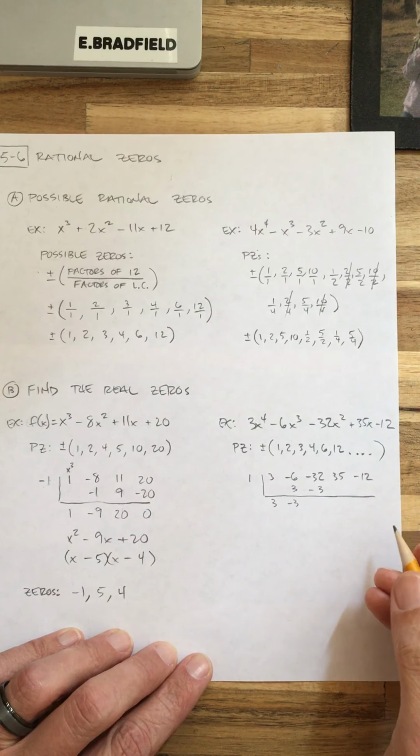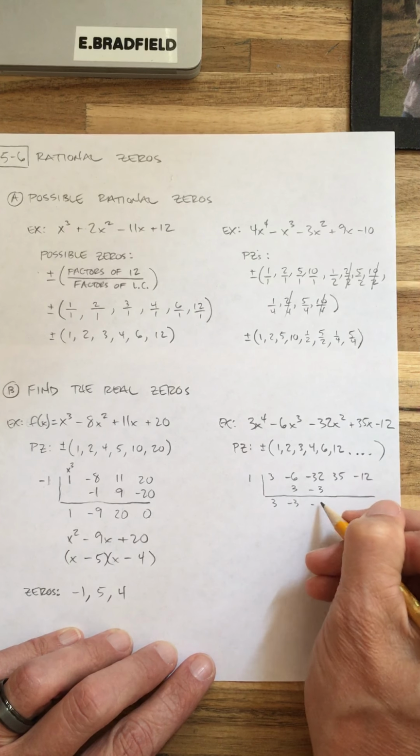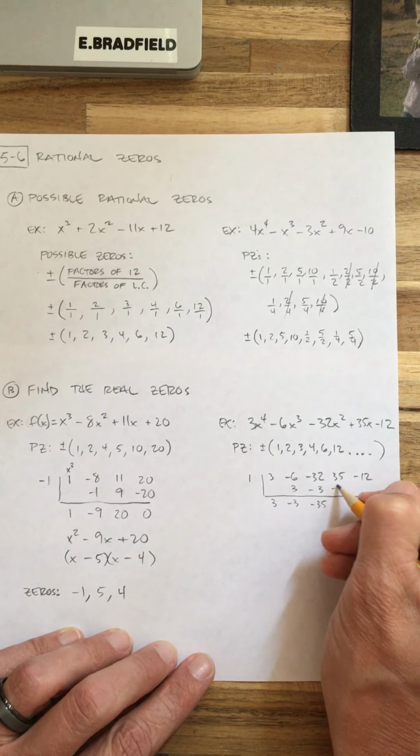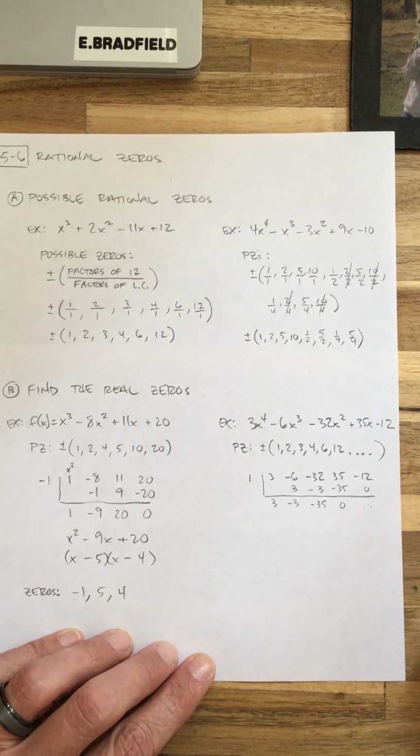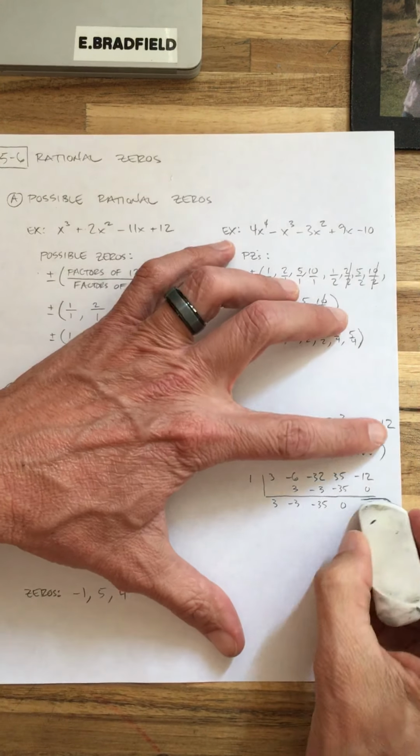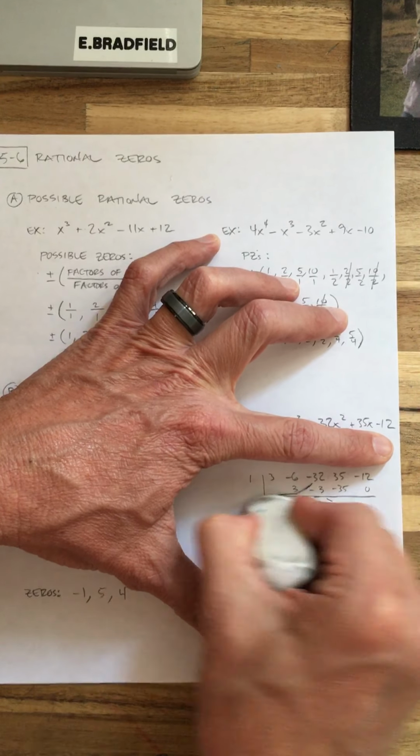I'm trying to predict what's going to happen here. That gives me a -35. Multiply -35. I get a 0. 1 times 0. Okay, I'm going to get a -12 right here. So that doesn't work. Phooey. Okay, so erase it.